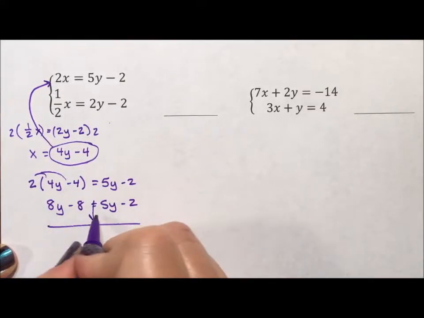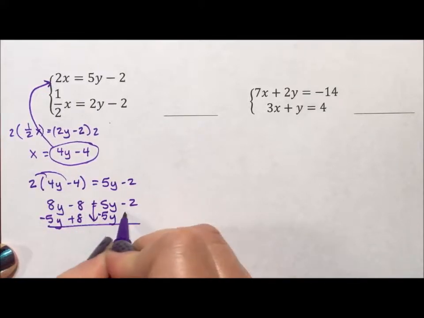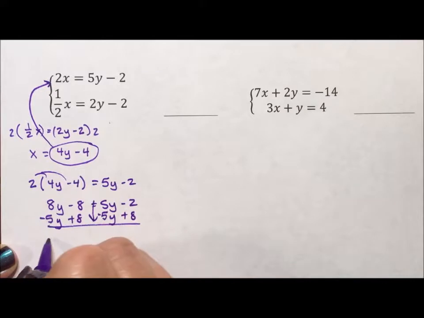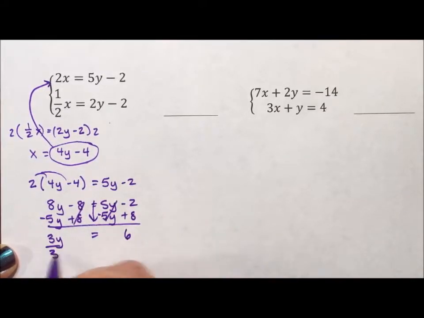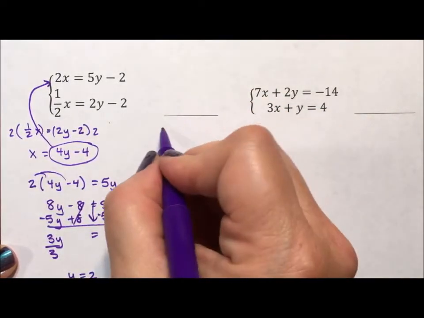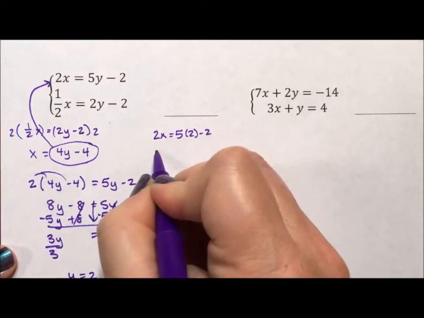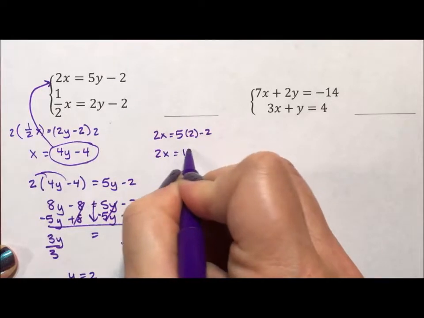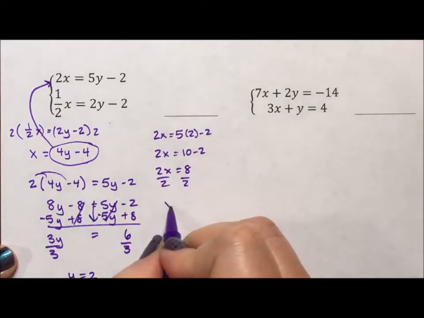Now I'm going to subtract 5y from both sides, and I'm going to add 8 to both sides. Let's see, 8 minus 5 is 3y. Cancel, equals, cancel: 6. Divide by 3, and y is equal to 2. I'm going to plug this into the top equation to figure out what x equals. So 2x equals 5 times 2 minus 2. 2x equals 10 minus 2. 2x equals 8. Divide by 2, and x is equal to 4.